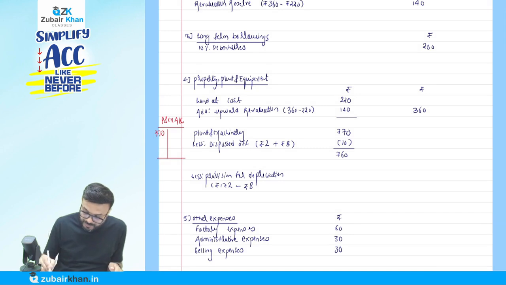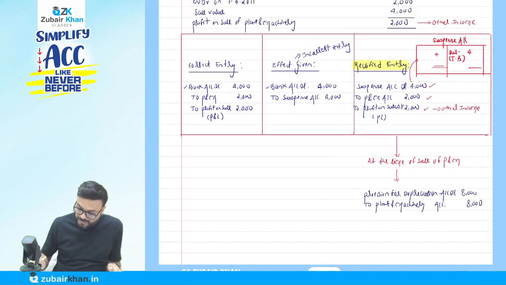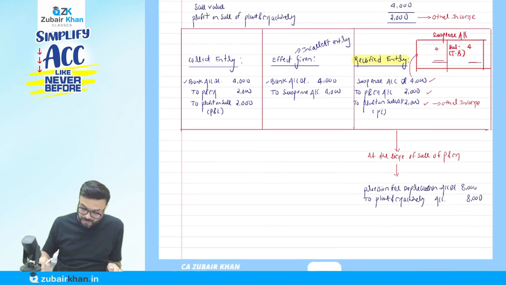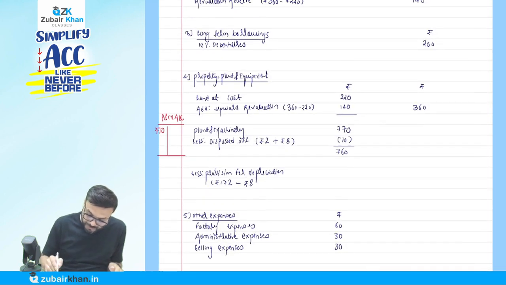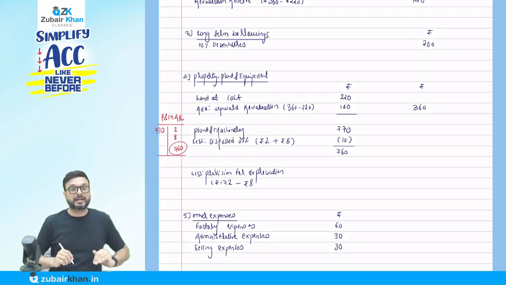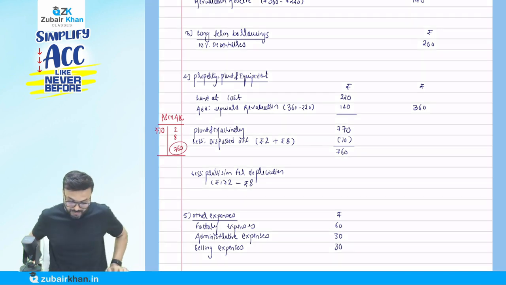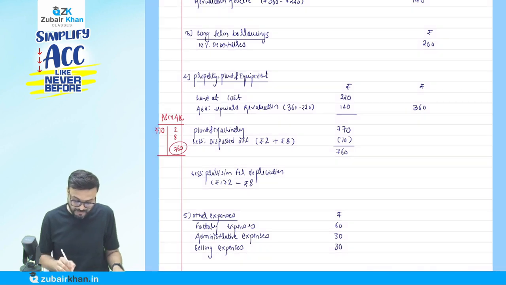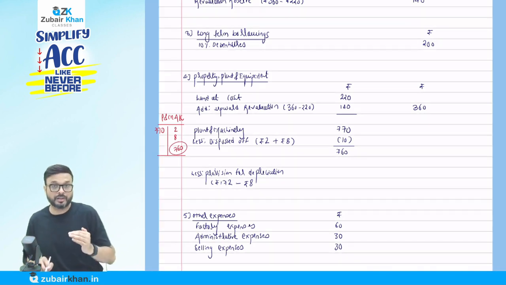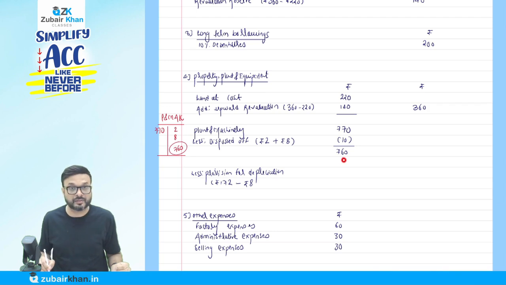Now in our entry, if you remember, we credited plant and machinery by 2 and here we credited by 8. So if you write it down here, the 2, then 8, do you know how much balance is going to come? The balance will come to 760. The 770 is the opening balance. We credited it in our journal entry by 2 and 8. You can see the 760 here.